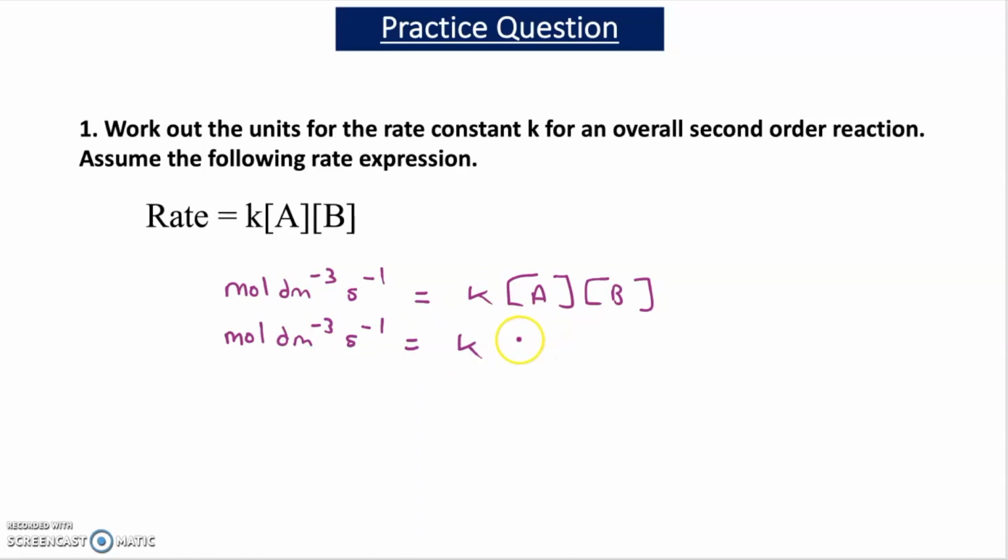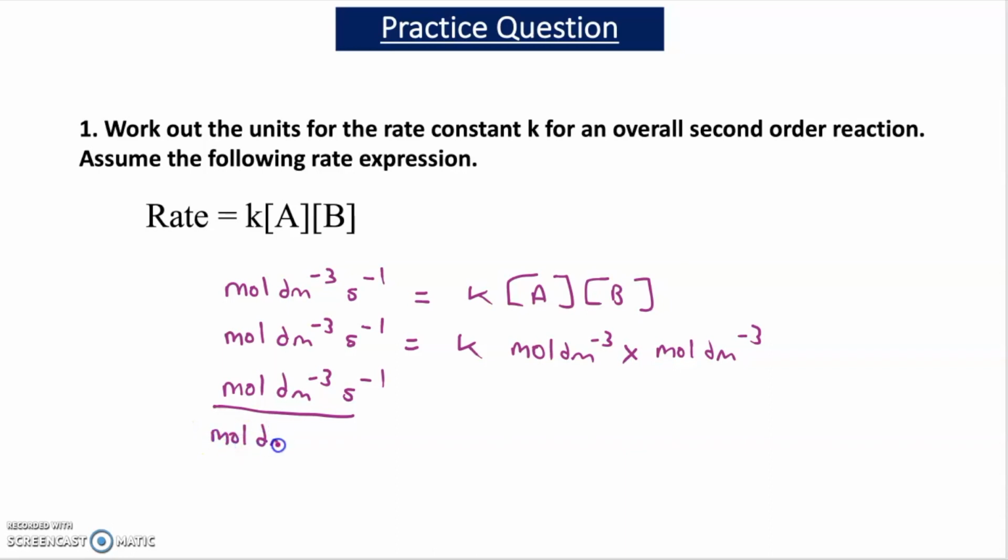So rate is measured in moles per decimeter cubed, seconds to the minus 1. Concentration is moles per decimeter cubed. So moles per decimeter cubed, seconds to minus 1 is equal to K times moles per decimeter cubed times moles per decimeter cubed. So to work out the units of K, I just rearrange this equation. So it would be moles per decimeter cubed, seconds to the minus 1, over moles per decimeter cubed times moles per decimeter cubed. So that's equal to K.